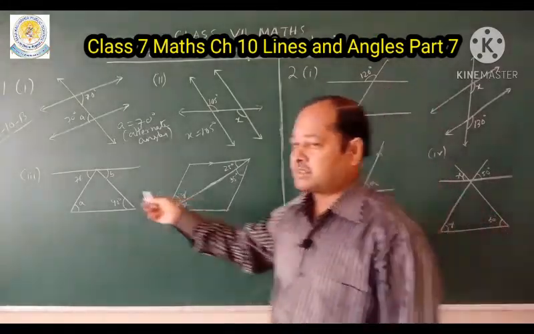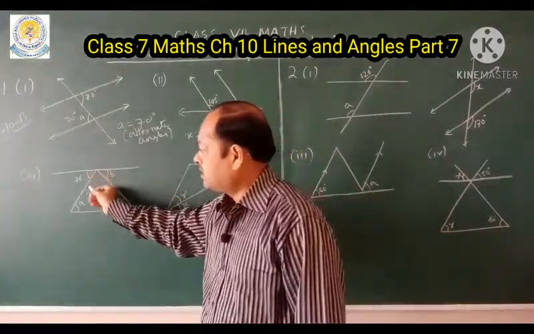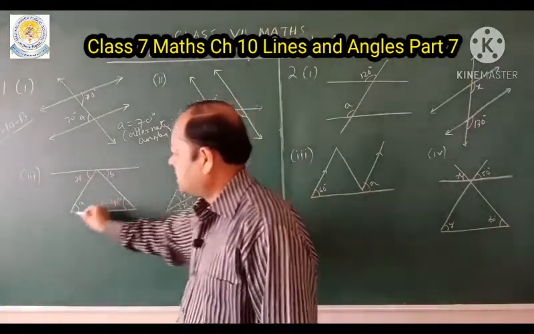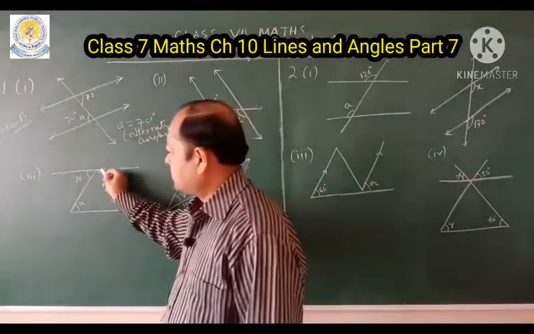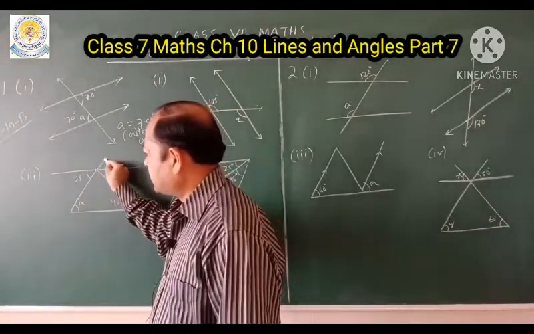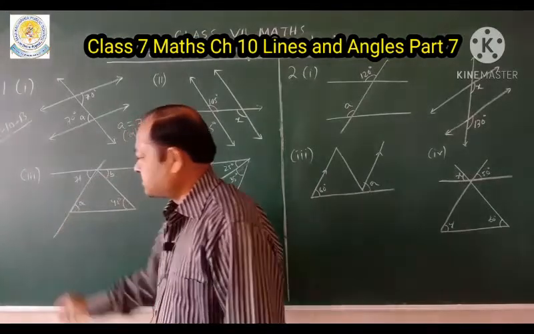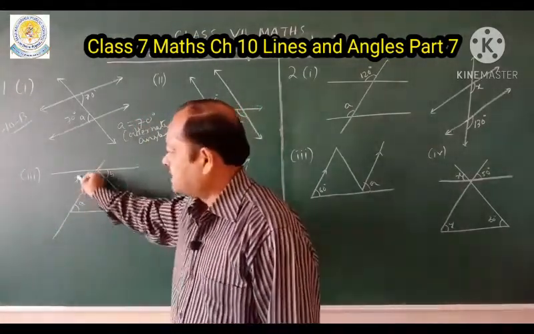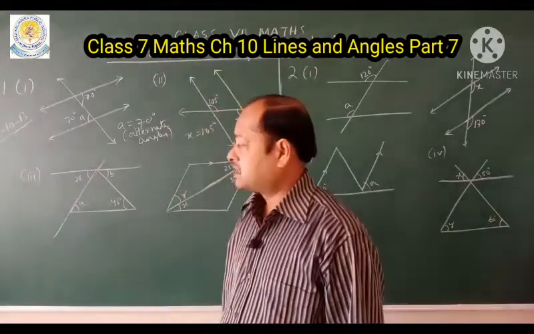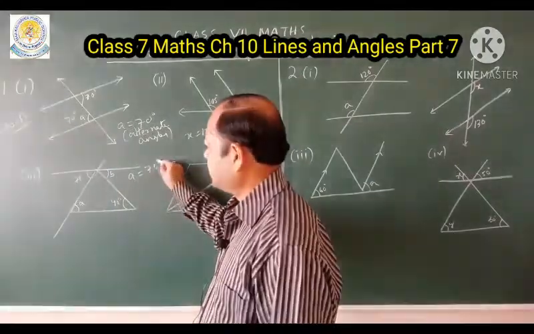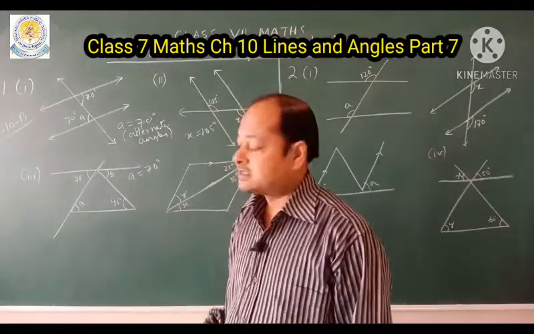Now look at question number 3. Here, what lines are there? This is one line and this is one line, and if we extend this line, this is the transversal line. So what is opposite of this transversal? A and 70 are opposite. That means A equals 70 degrees. So the A value we got is 70 degrees. The reason is alternate angles.